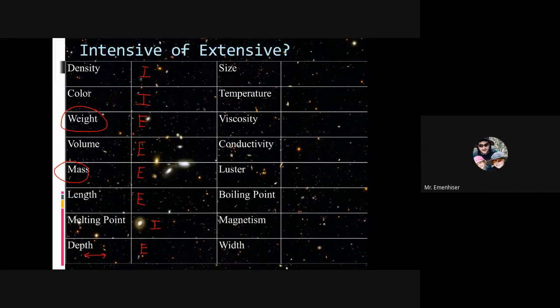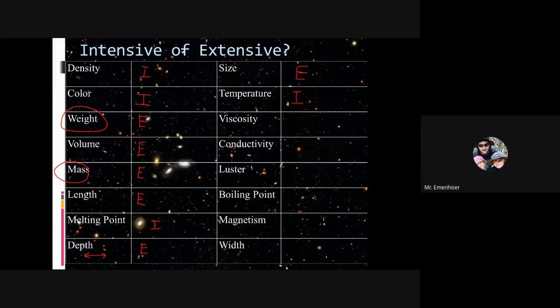Okay. Size is extensive. Temperature. Does the temperature of an object depend on how much object you have? If I measure a cup of water in the room, if I had a little cup versus a huge bucket and it was sitting in the room, would the temperature depend on how much? It would not. So that's intensive.